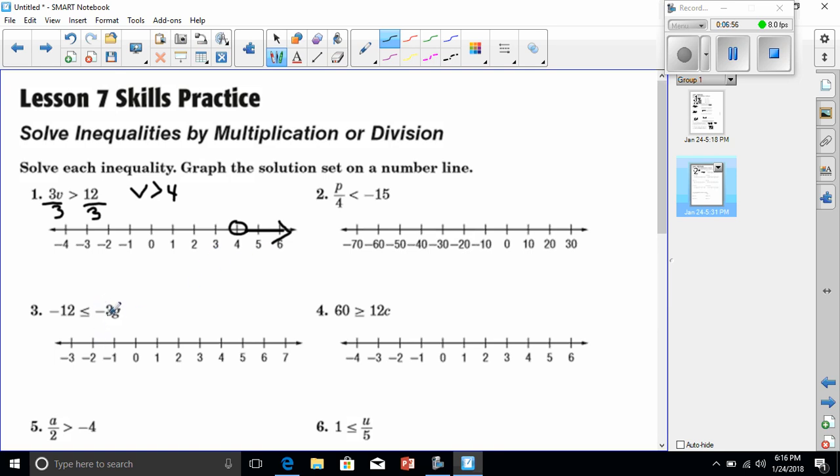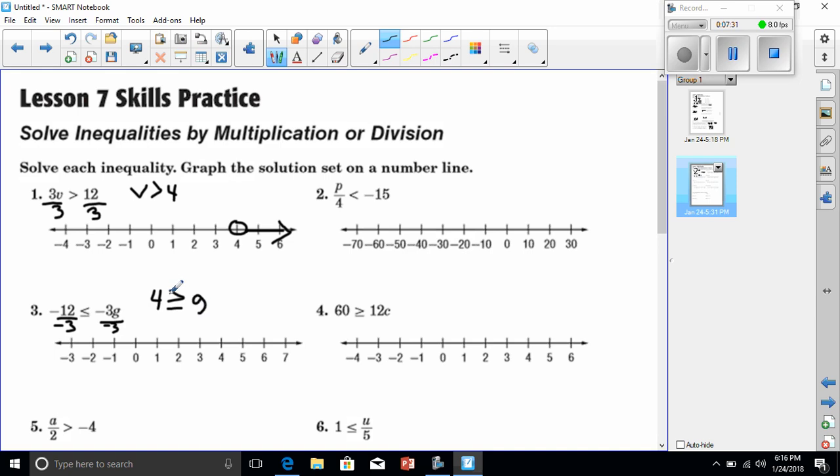Let's go to number 3. Number 3 says that I have negative 12 is less than or equal to negative 3g. Well, I have to divide g by negative 3. But remember our special rule that says if I divide or multiply by a negative number, I have to switch my inequality symbol around. That means negative 12 divided by negative 3 will give me 4, but I'll have to switch my symbol around to show that it's greater than or equal to instead of less than or equal to. And then I have g by itself.